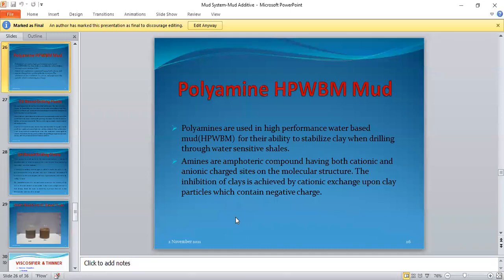You will use glycol, you will use KCl, you will use PHPA, and you will also use polyamines, where you are drilling through shales, clays. These clays are very stubborn, and they are going deeper and deeper. The deeper you go, the more problematic the water reactive clays are. So, of course, chemicals that will handle them will also be provided. So polyamines, high performance water-based mud are used in these respects.